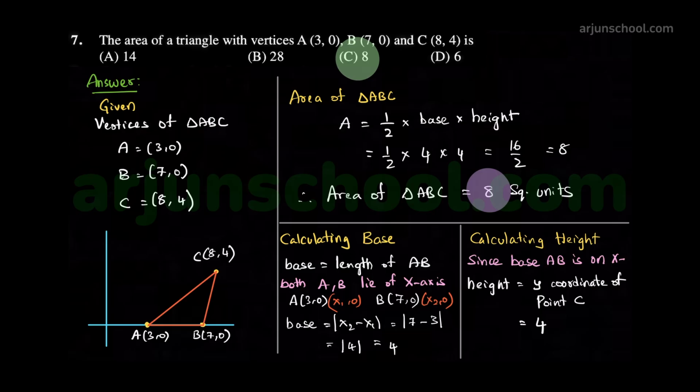Therefore, the area of a triangle with vertices A (3, 0), B (7, 0) and C (8, 4) is 8 square units. Option C.